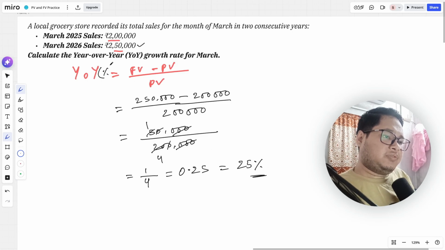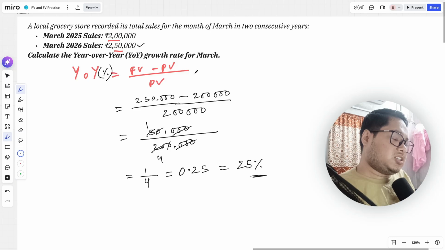When we calculate this in percentage, like 25%, then we have to put the percentage symbol here as well, like we are calculating the year on year growth percentage, right? If you only say year over year growth rate, then there is no need to put the percentage. But when you are calculating in percentage form, then you have to put the percentage sign, or you can simply multiply the calculation with 100 here also.